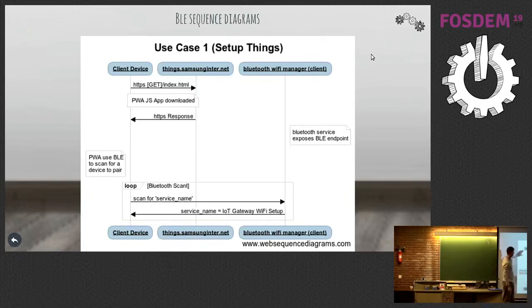So again, you've got your client device, the website you're going to put your progressive web app on, and then your Bluetooth Wi-Fi manager, which is on your embedded system. We're using the Raspberry Pi because it's cheap and easy. Anyone can try it out. So you download your web app, you get your HTTP response from there. Then this is where your loop comes in for the Bluetooth scanning, and we're using GATT attributes for Bluetooth. If anyone knows Bluetooth Low Energy, have a look. Then we get your Wi-Fi setup page, which you saw already in the demo.